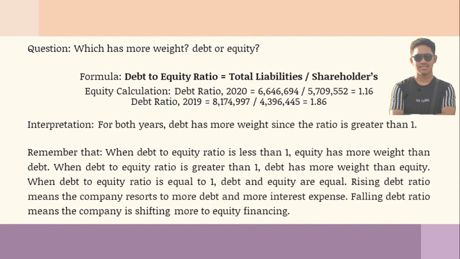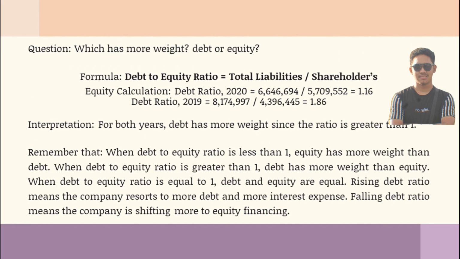So take note that when debt to equity ratio is less than 1, equity has more weight than debt. When debt to equity ratio is greater than 1, debt has more weight than equity. When debt to equity ratio is equal to 1, debt and equity are equal. Rising debt ratio means the company resorts to more debt and more interest expense. Falling debt ratio means the company is shifting more to equity financing.